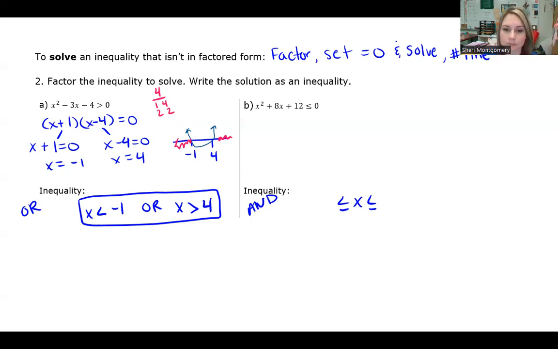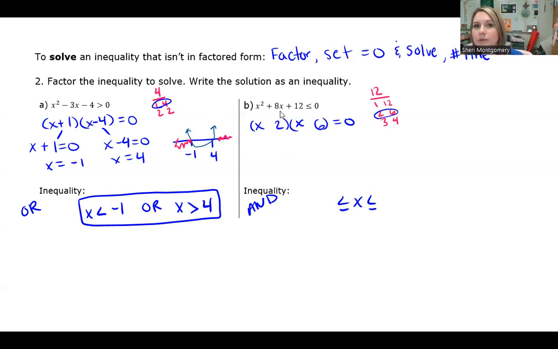For B, I have to factor it. To factor it, I need factors of 12. We've got 1 and 12, 2 and 6, 3 and 4. Can you think of any others? I think that's it. So when I make my factors, I'm going to have an x and an x. Which pair can I put together to make 8? 2 and 6 will work. So I put a 2 and I put a 6 in here. Doesn't matter which one you put it in.